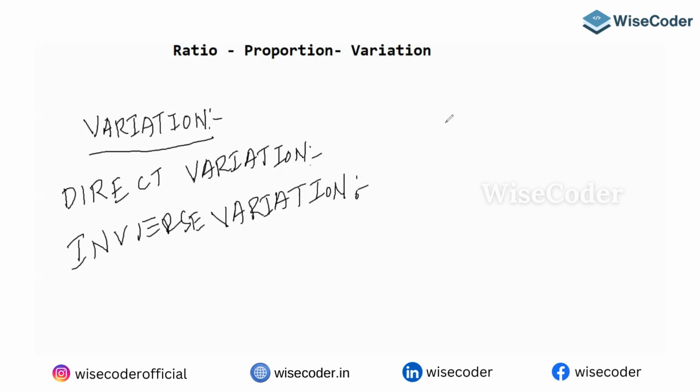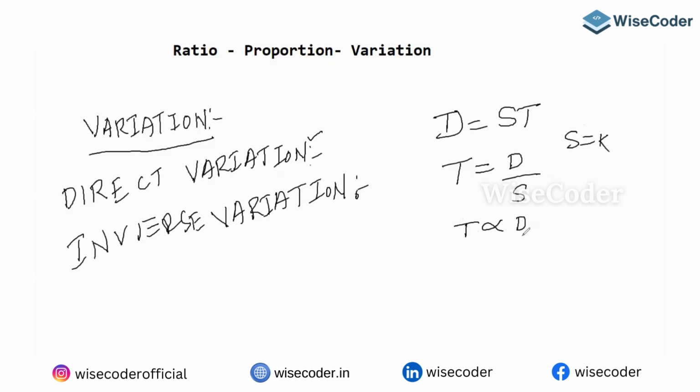Let me explain with one example. Everybody knows distance is equal to speed into time. So from this I can say time is equal to distance by speed. Let's talk about the first one, direct variation. When speed is constant, time is directly proportional to distance.